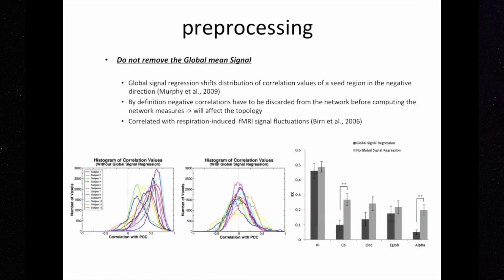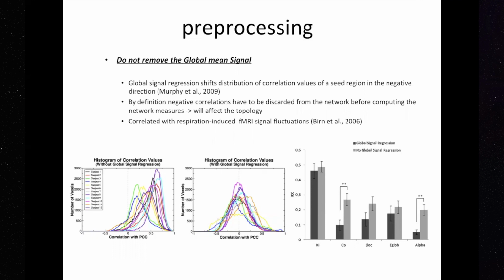And I would also suggest that you do not remove the global mean signal when you're working with those data. I mean, this is an always ongoing debate on whether to do it or not. The argument for doing it is its correlation with respiration-induced fMRI signal fluctuations. So it's actually a nice noise-canceling tool.